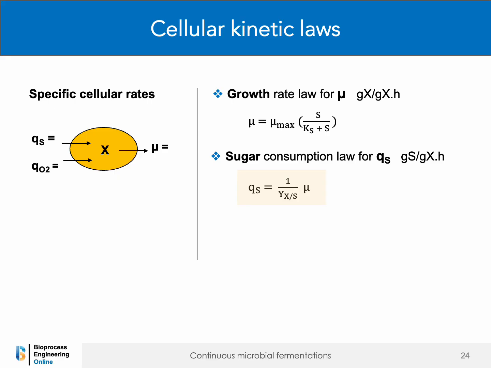Qs equals 1 over Yx over S mu, with a stoichiometric yield coefficient Yx over S in gram biomass produced per gram sugar consumed. Similarly, the specific oxygen consumption rate QO2 in gram oxygen per gram of biomass per hour is also proportional to the cell-specific growth rate. QO2 equals YO2 over X mu, with a stoichiometric coefficient YO2 over X in gram oxygen consumed per gram biomass produced.